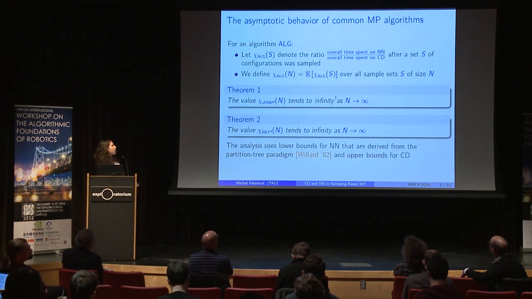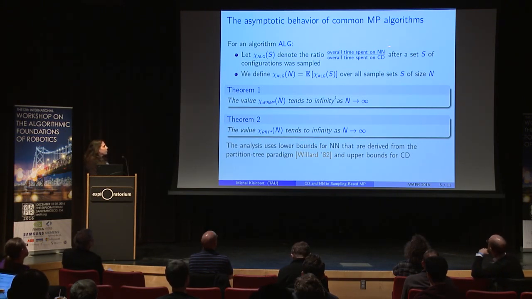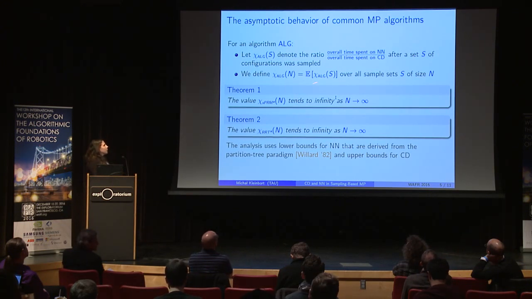So we first prove that nearest neighbor search dominates the asymptotic running time of both RRT star and SPRM star, which is the batch version of PRM star. And this is somehow folklore, and you heard it even in the previous talk. But we give a formal proof. So consider the ratio between the overall time spent on nearest neighbor search and the time spent on collision detection after a set S of configurations was sampled. And we denote this ratio by kappa of S.